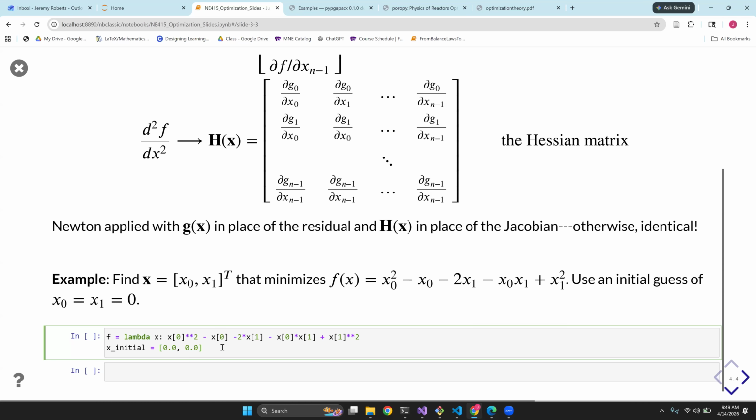Okay, so let's use an initial guess of x naught equals x1 equals 0, and then find it with minimize. So I've given you here the starter code. Why don't you see if you can use minimize and find out what the minimizing value of x naught and x1 was. Use the example from a couple slides before that. The only difference now is we're giving it a multi-dimensional function, and we've got to give it an initial guess that matches that.